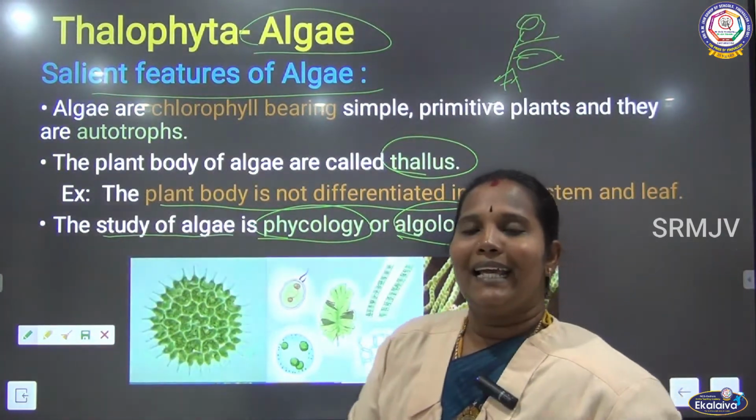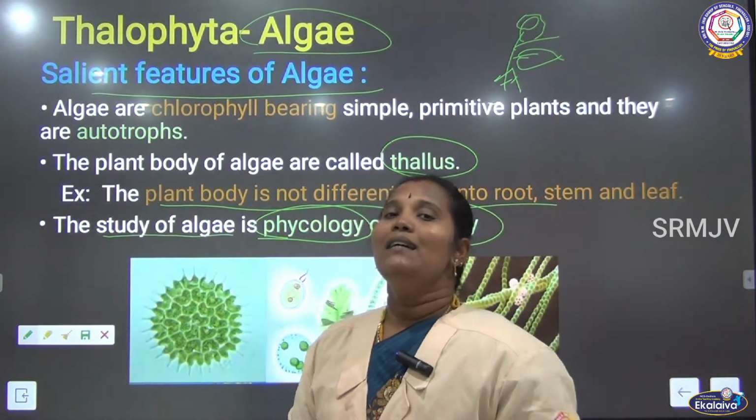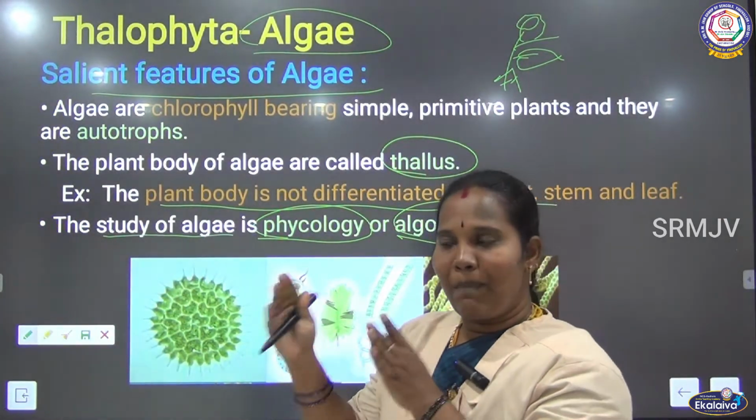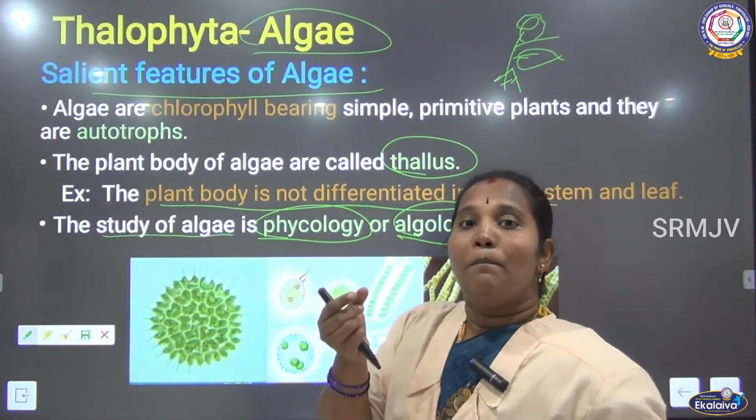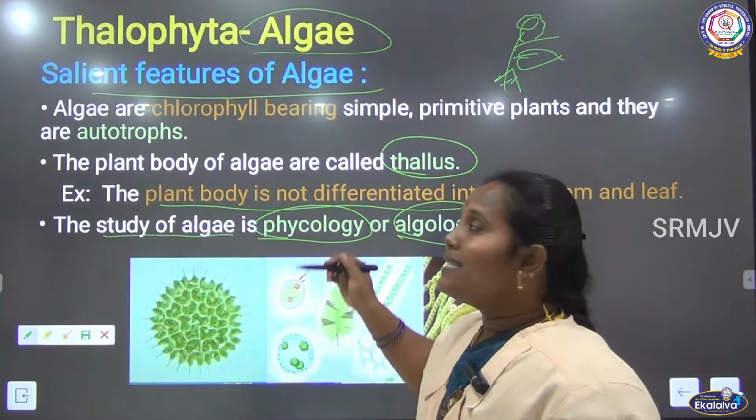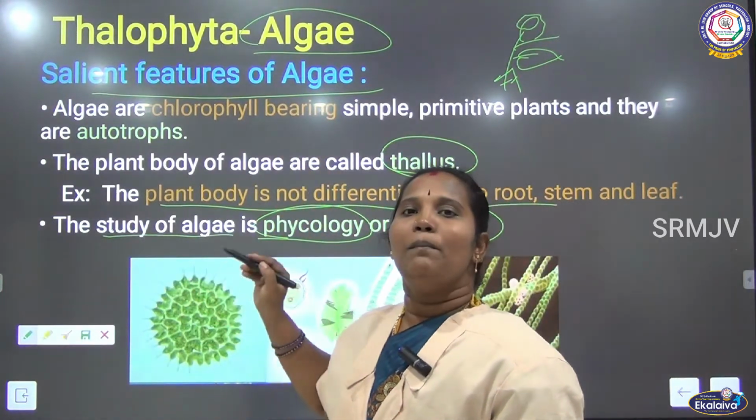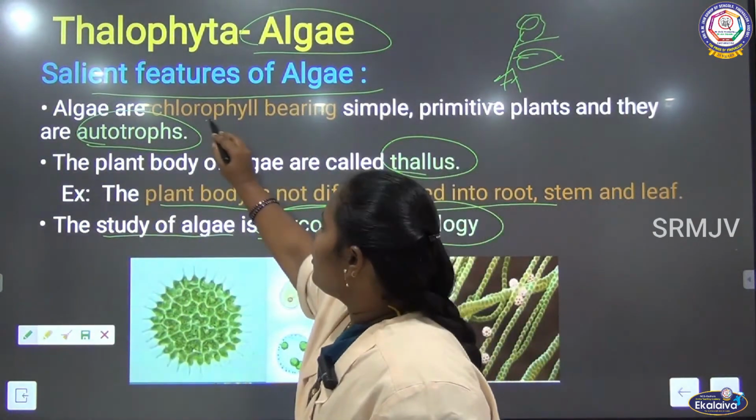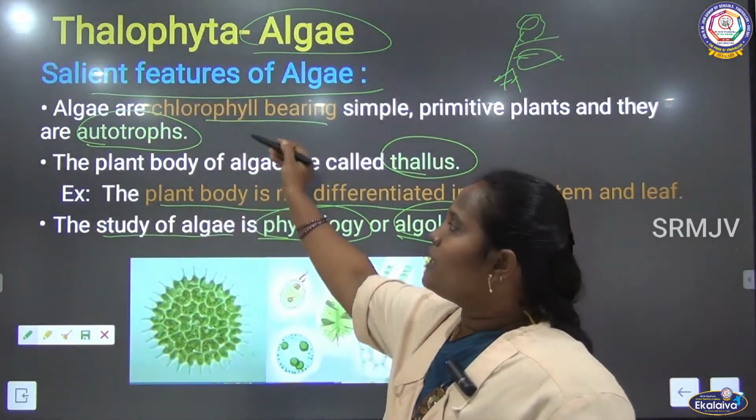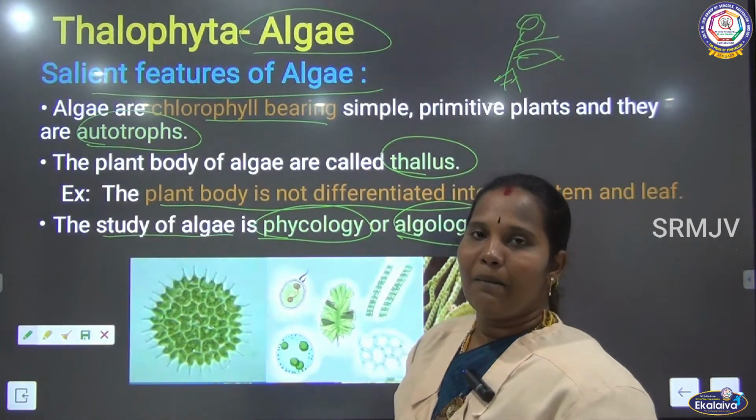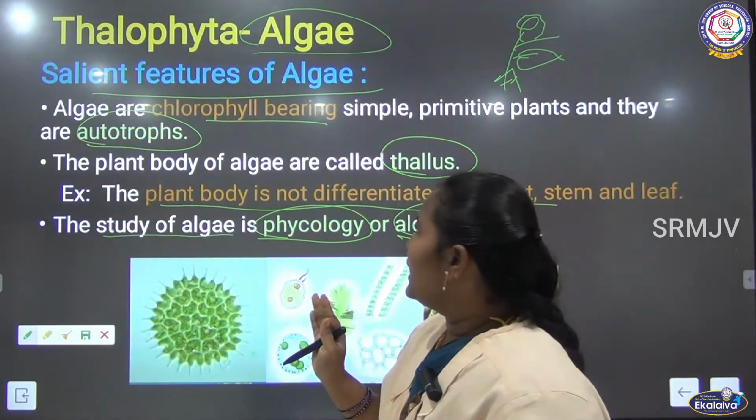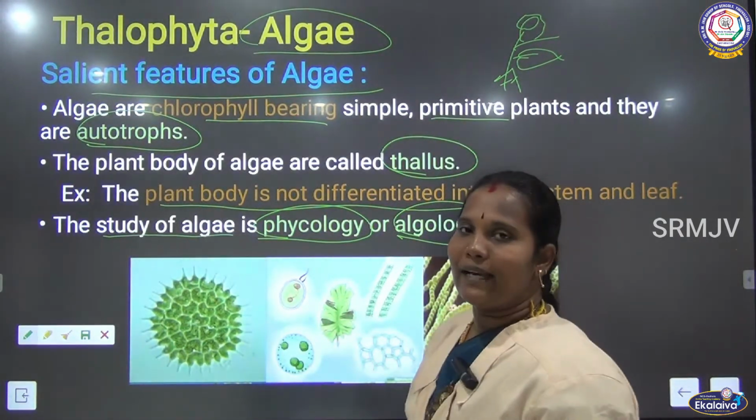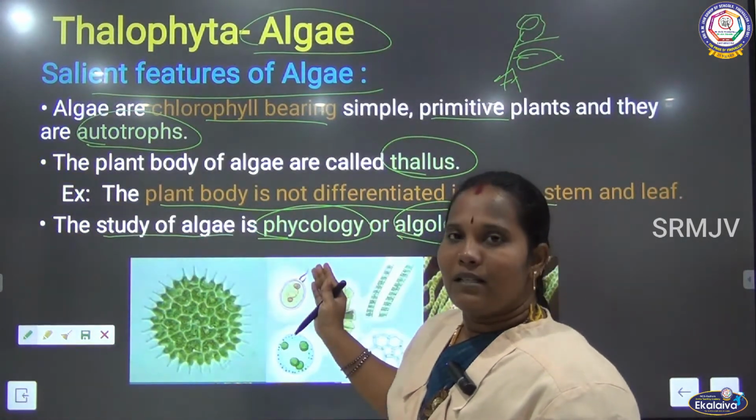Next, what does algae mean? We know very well algae are chlorophyll bearing, simple, primitive plants. Compared to other plants, algae are primitive plants. As they have chlorophyll, they can prepare their own food. They are autotrophs. Algae means chlorophyll bearing simple and primitive plants. So, these are the characters of algae.